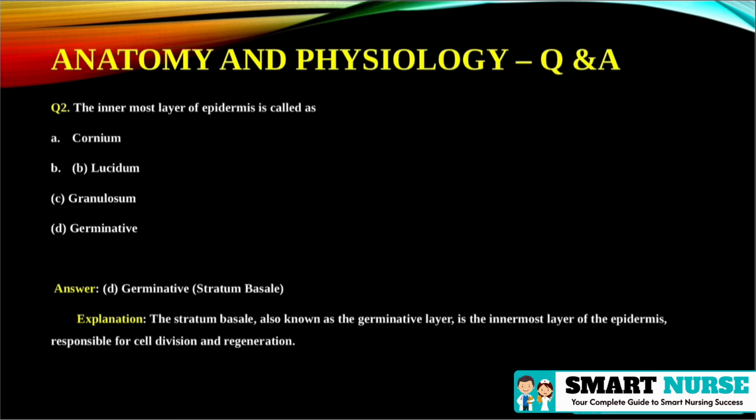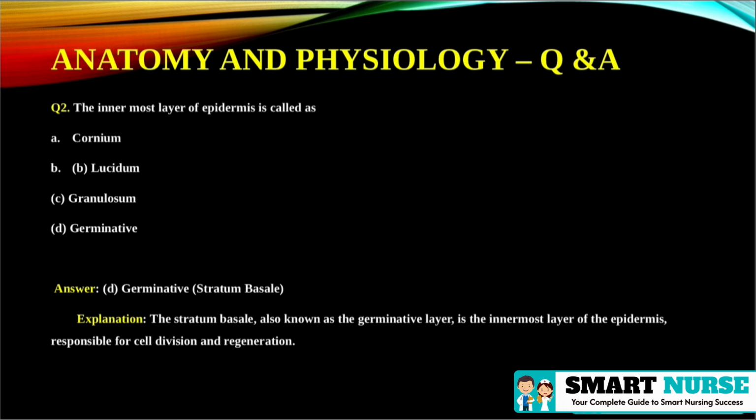Germinative is even known as stratum basale. The epidermis has five main layers. The first one is stratum basale, the second is stratum spinosum, the third stratum granulosum, fourth stratum lucidum, and the fifth is stratum corneum. According to the options, option A is corneum, which is the superficial or the topmost layer of the epidermis. Option B is lucidum, where lucid means clear. The layer appears homogeneous and clear.